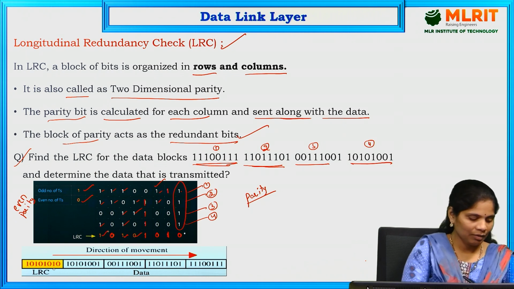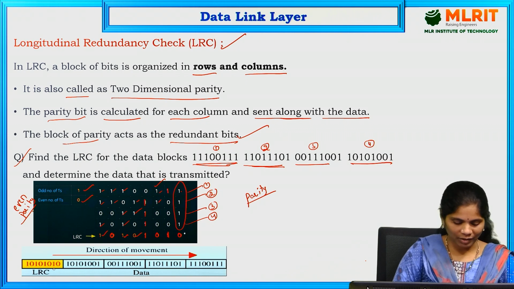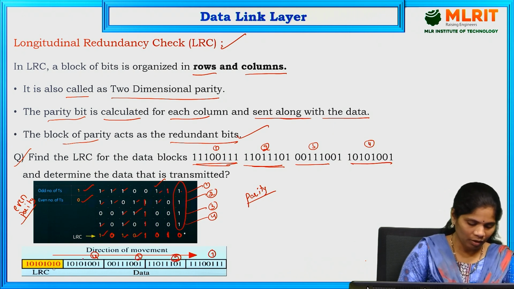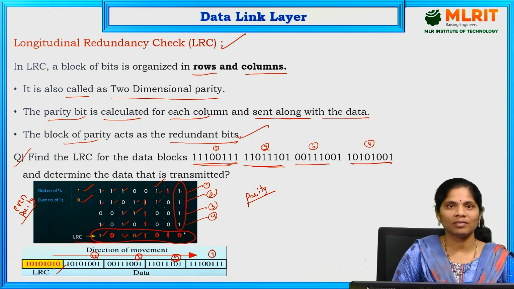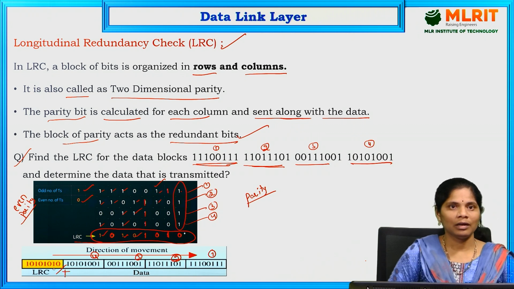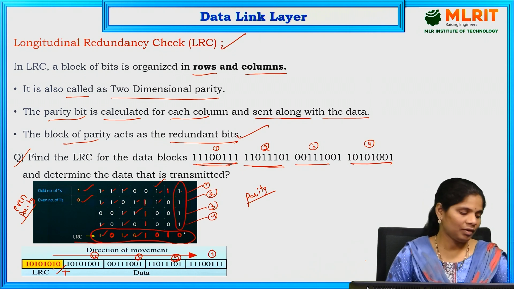So based on the even parity generator concept, we check the redundancy. How is it appended with the original data? See, this is the original data: the first one, second one, third one, fourth block, and the LRC we computed is appended here. That is the LRC 10101010 along with the original data. We add the redundancy bit, that is the parity bit, also. Like this, the data is sent from the sender to the receiver. So this is the LRC for detecting errors.